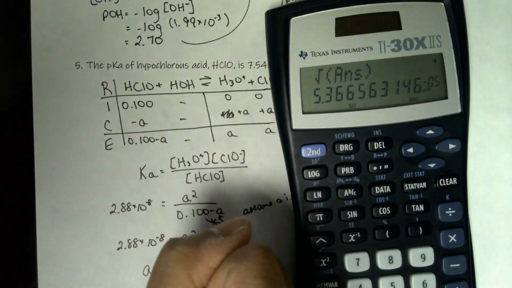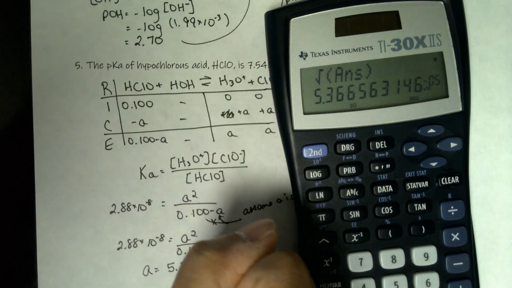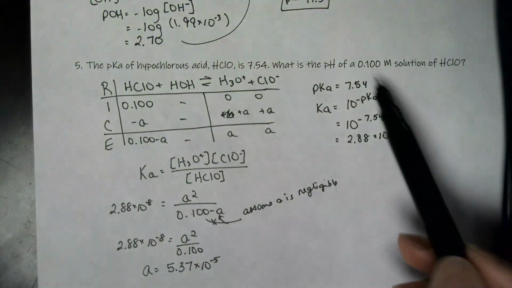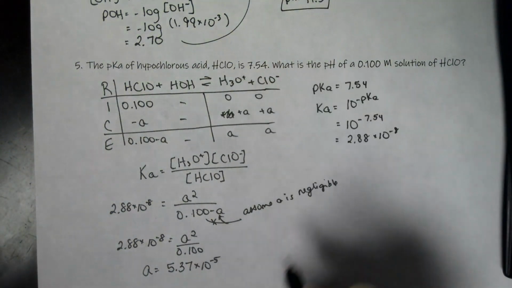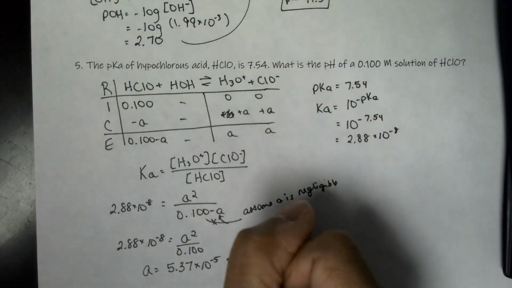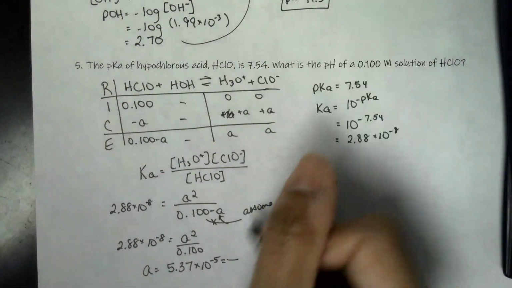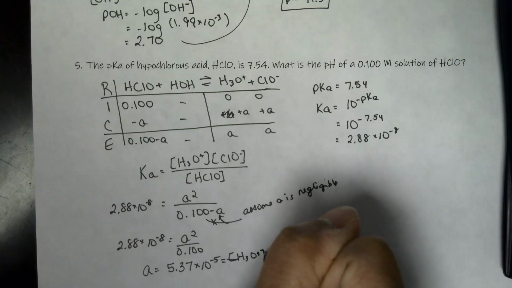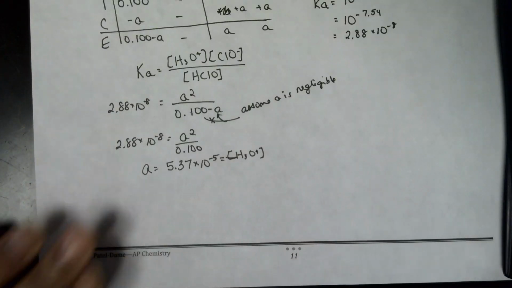So A is equal to 5.37 times 10 to the negative 5th. And we want to figure out the pH for this. So this is essentially going to be the concentration of my H3O plus. So that's equal to the concentration of H3O plus.